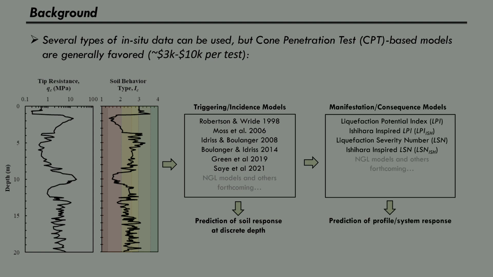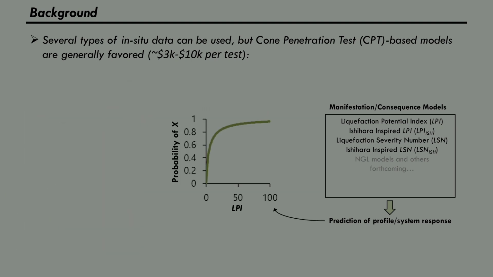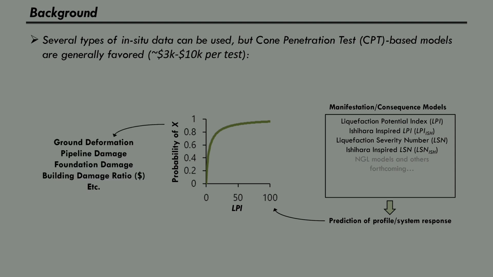And those results are commonly fed into a manifestation or consequence model to predict the cumulative or system response as manifested at the ground surface. If we take just one of these as an example, the Liquefaction Potential Index, or LPI, it's been around for almost 40 years now. People have studied case history data where they can compute the LPI, and they have trained fragility functions to predict consequences conditioned on LPI. So the probability of ground deformation or pipeline failure, foundation damage, etc. So this is the sort of thing you can do when you have in situ data.